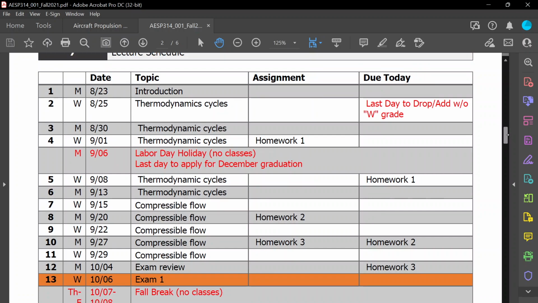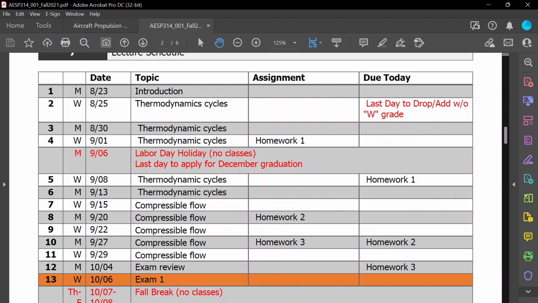Exam 1. So we are at September 22nd today, right? We are here, right now. And we are going to start chapter 1. We are 1 lecture behind because I had to cancel the other lecture last week. We are 1 lecture behind.